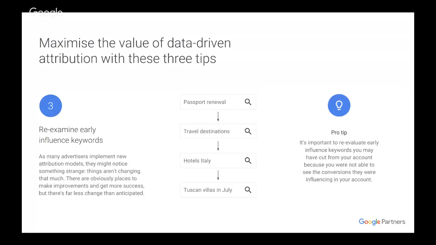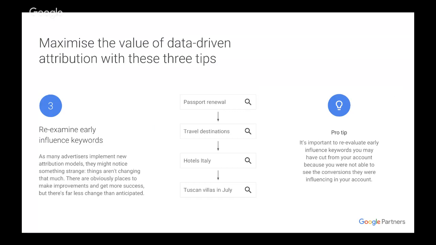And lastly, we have the step of re-examining your early influence keywords. Let's look at this example. You can start with looking up passport renewal. You don't necessarily look that up thinking of buying or booking a vacation now, do you? But what if the next search was travel destinations? That's getting a bit closer. You still want to get inspired. You're not looking for a specific place, but you want to know more. Next, you look for hotels in Italy. Definitely more country specific. You're getting there. And finally, Tuscan villas in July. You're ready to go to book and make that conversion.